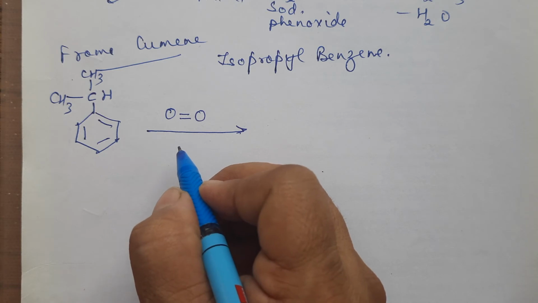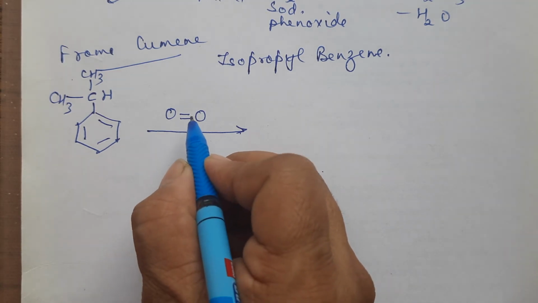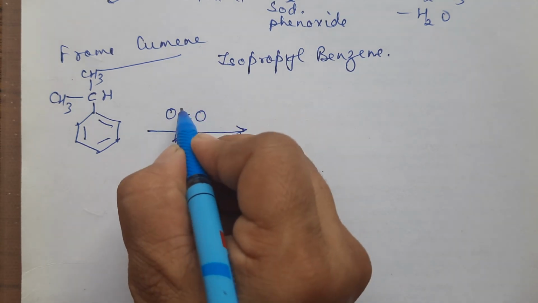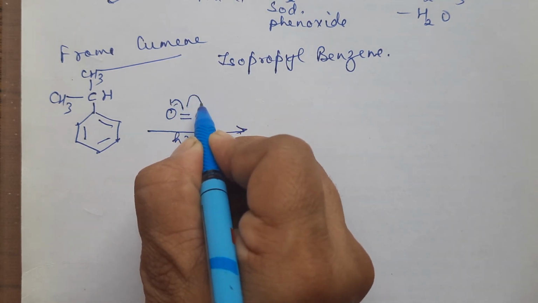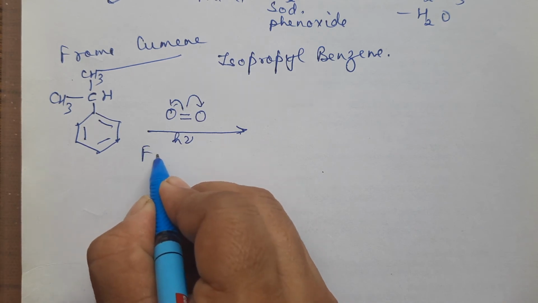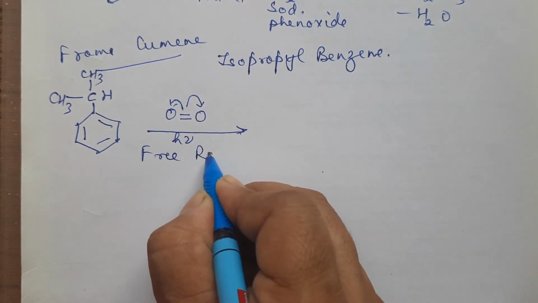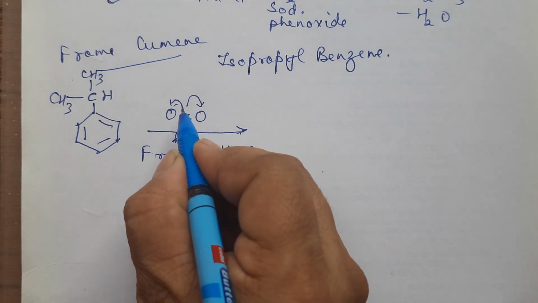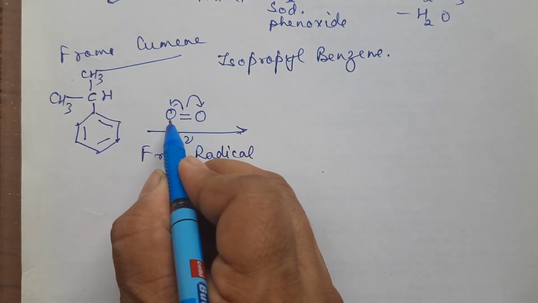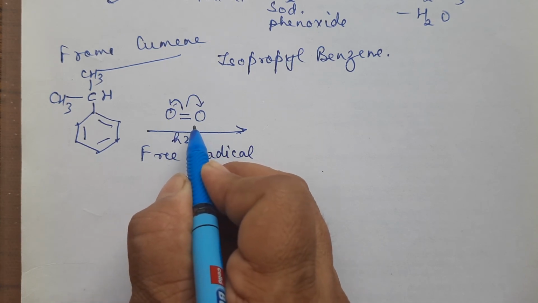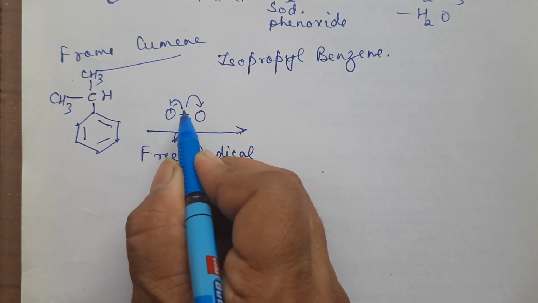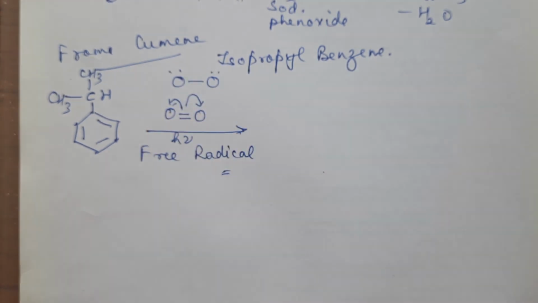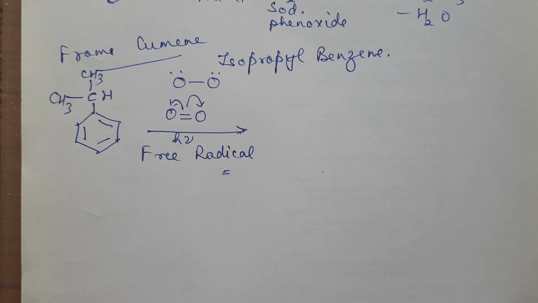Now how will this start the reaction? First thing is, in the presence of light, this will break. Homolytic fission will occur, so a free radical mechanism is followed. When this breaks, these two oxygen atoms will get a single bond, and these two will get one lone pair of electrons. In a way you will have two, and one lone pair, because the double bond has broken.